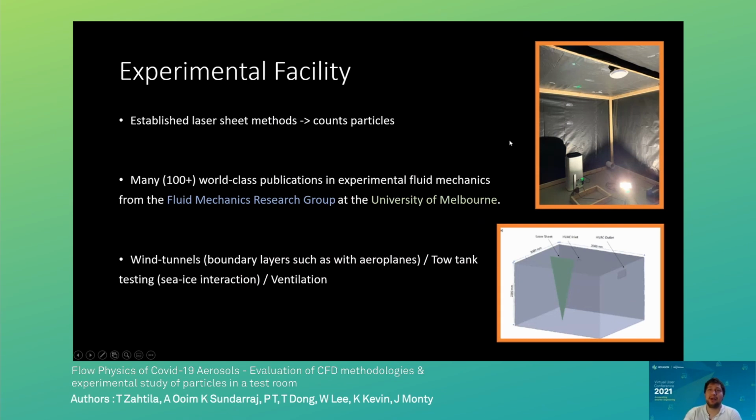Just a little bit about our experimental facility. We have established laser sheet methods. What essentially happens is that this laser sheet shoots up and you have this smoke machine which is going to release many particles in this simple room, and we're going to have cameras here where my cursor is. That camera will shoot through, and the amount of light intensity it sees from the laser sheet corresponds to how many particles are currently in that room. We are a fluid mechanics research group, so this is really our bread and butter, to use these laser sheets to count particles, to measure flow velocities, to measure the speed of wind and that kind of stuff.